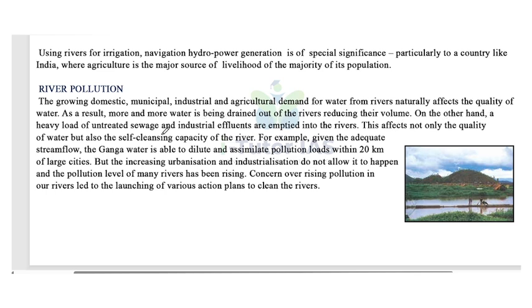On the other hand, a heavy load of untreated sewage and industrial effluents is emptied into the rivers. This affects not only the quality of the water but also the self-cleansing capacity of the river. For example, given adequate stream flow, the Ganga water is able to dilute and assimilate pollution loads within 20 kilometers of large cities. But increasing urbanization and industrialization do not allow it to happen, and the pollution level of many rivers has been rising.